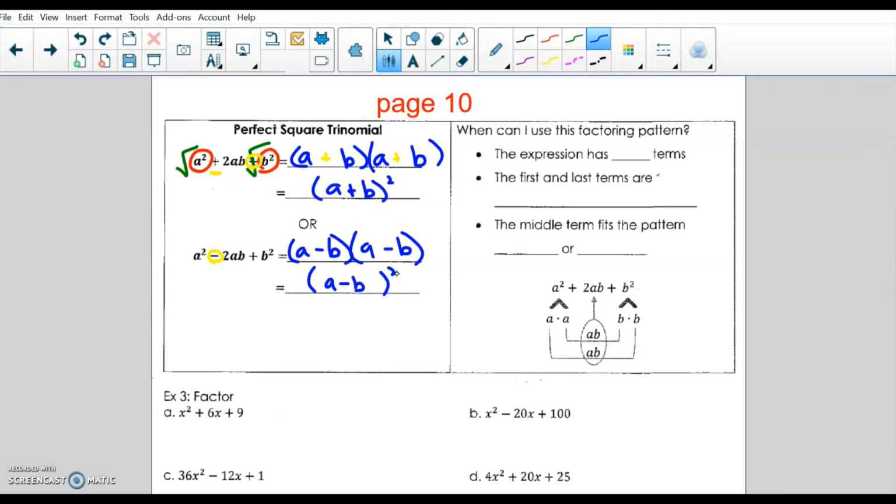When can I use this? When the expression has three terms, and the first and the last terms, as we saw, are perfect squares. The middle term fits the pattern of AB plus AB, or 2 times AB multiplied together. All right, let's take a look at some of the examples down on the bottom.